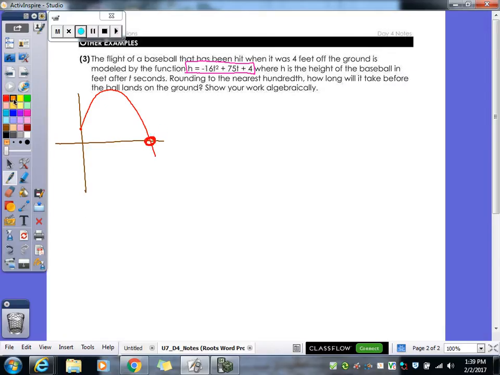So that means our height is a what? 4 feet. Oh, wait. We're looking for it reaches the ground. So the height of the ball from the ground would be what? 0. If the ball's on the ground, it has no height. It's right down there on the ground. So we're looking for when h is 0. So we're going to take the equation that they already made for us and plug in a 0 for our h. So 0 equals negative 16t squared plus 75t plus 4.